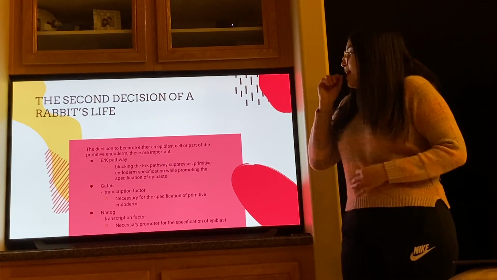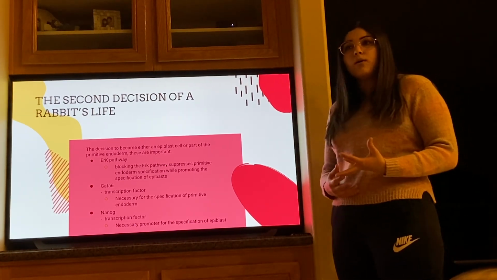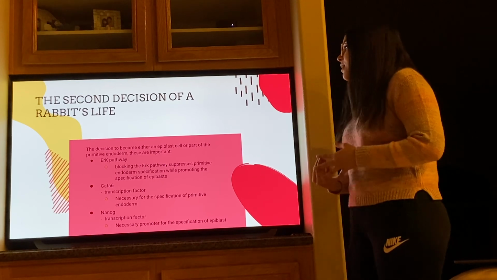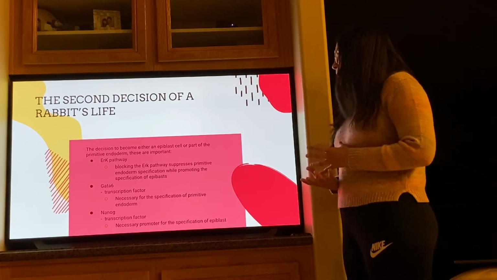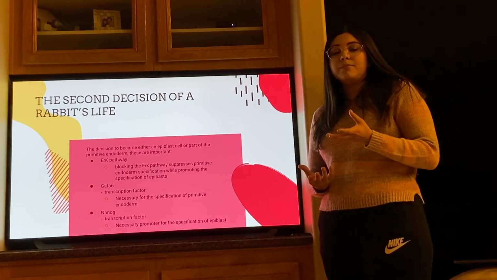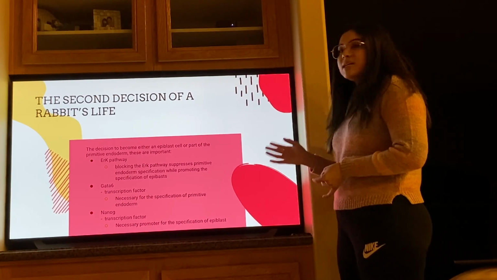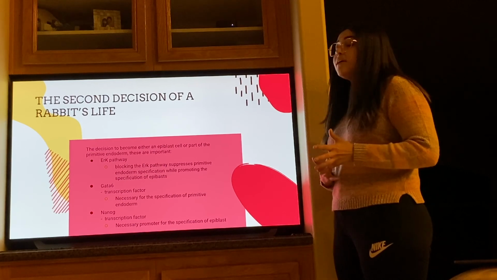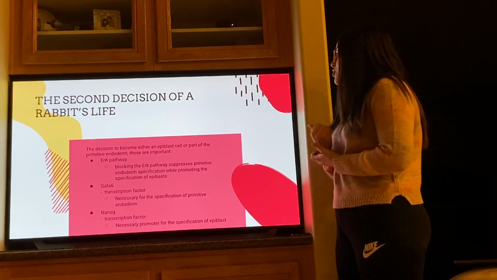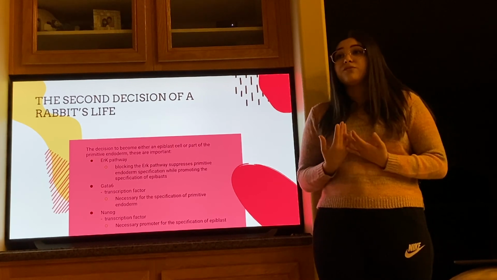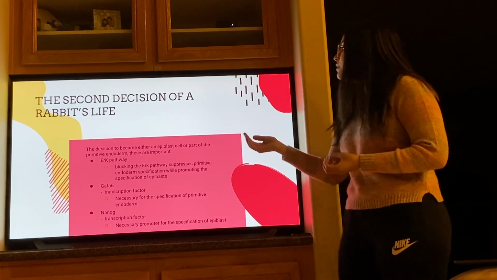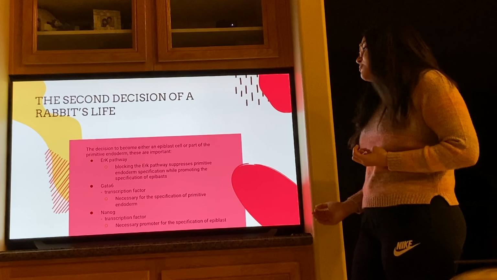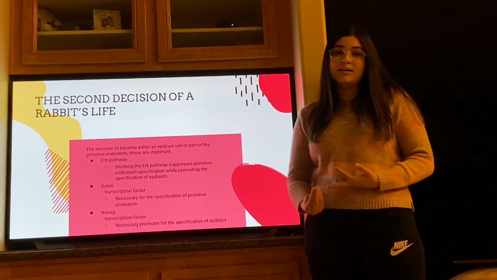Let's dive a little bit more into that. So, the decision to become either an epiblast cell or part of the primitive endoderm is pretty important, and so it also includes a lot of pathways. So this ERK pathway blocks and suppresses the primitive endoderm specification while it specifies the identity of the epiblast. So this pathway does basically inhibit that primitive endoderm from sparking up in those cells and instead promotes the epiblast formation. GATA6 is a transcription factor which is necessary for specification of the primitive endoderm cells, while the ERK pathway suppresses it. It does not suppress NANOG, which is a transcription factor which is necessary for the specification of the epiblast, not the primitive endoderm.